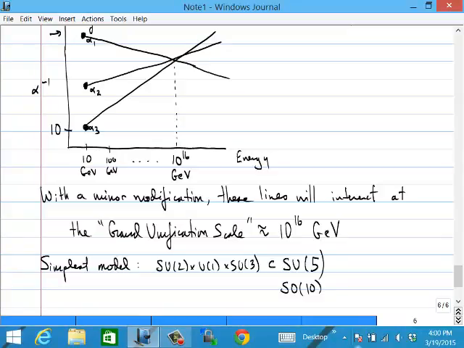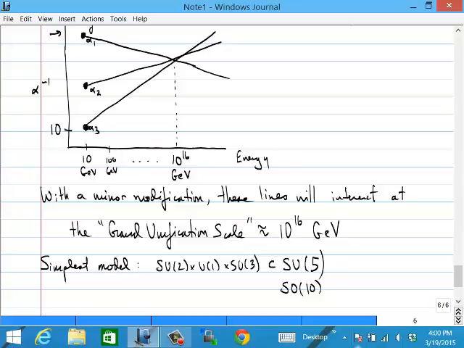One is that I said with a minor modification, and so there is some degree of debate as to what that modification should be. For example, it turns out that if you postulate another symmetry of nature in addition to Lorentz symmetry called supersymmetry, then automatically that makes these lines intersect. So that didn't have to happen. That's one possible way that these lines could intersect.